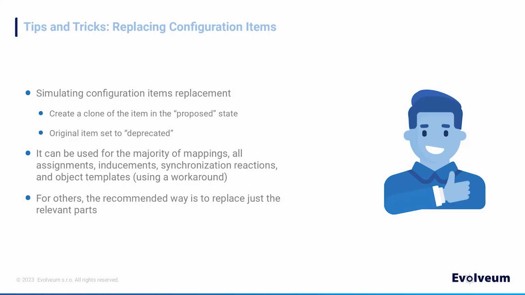The evolution of configuration, meaning changing the existing functionality, is often done effectively by replacing configuration items. You simply create a clone of the respective item, for example, a mapping, put the clone into the proposed state, and mark the original mapping as deprecated. This way, the development configuration will simply see the new version instead of the old one. This approach can be used for the majority of mappings, for all assignments, inducements, synchronization reactions, and after a small workaround, also for object templates. In short, for items that have no fixed visible identity.